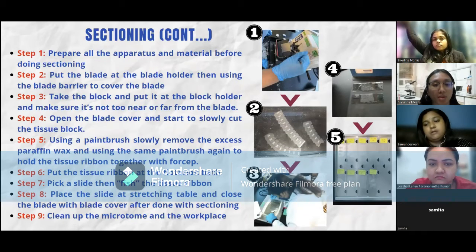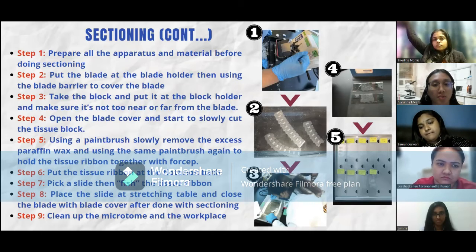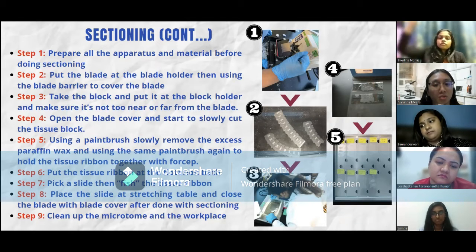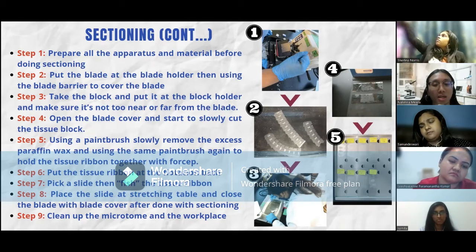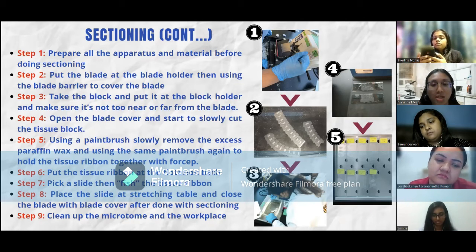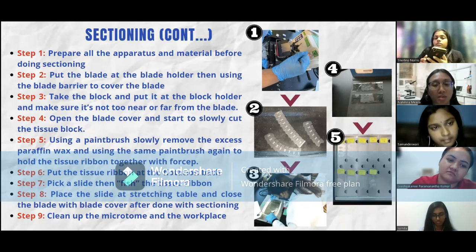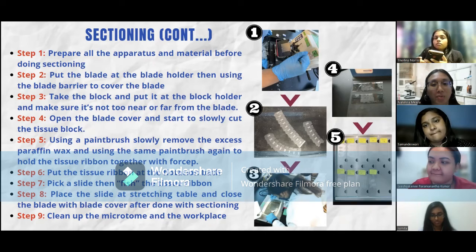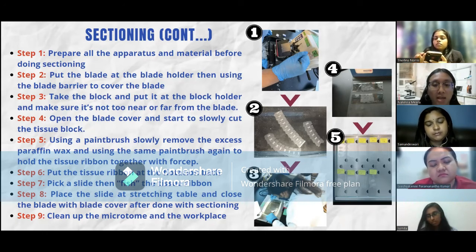These are the steps required in sectioning. As we can see in the flow chart, the first one is to cut the tissue block using a microtome. Then it will form a tissue ribbon and we put it at the flotation bath, and then we fetch the tissue ribbon with slides, and then we put the tissue slide at the stretching table, and lastly we air dry the tissue slide. Next.